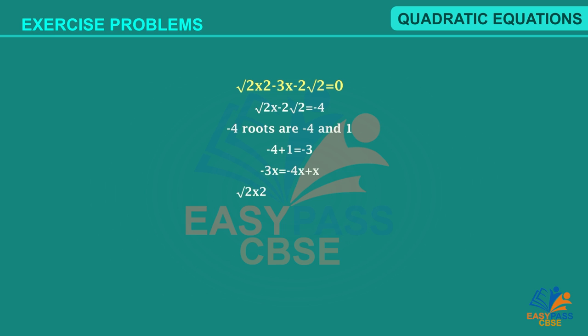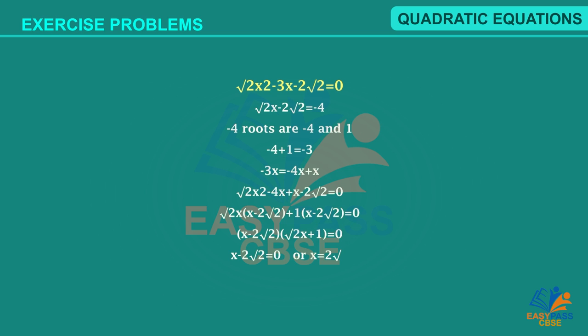So we have root 2x square minus 4x plus x minus 2 root 2 equal to 0. Take root 2x common, so we have x minus 2 root 2, and x plus 1 common, x minus 2 root 2. Therefore, x minus 2 root 2 times root 2x plus 1 equal to 0. That means x minus 2 root 2 equal to 0 or x is equal to 2 root 2. Next, root 2x plus 1 equal to 0 or x is equal to minus 1 by root 2. Therefore, the solutions are x is equal to 2 root 2 or x is equal to minus 1 by root 2.